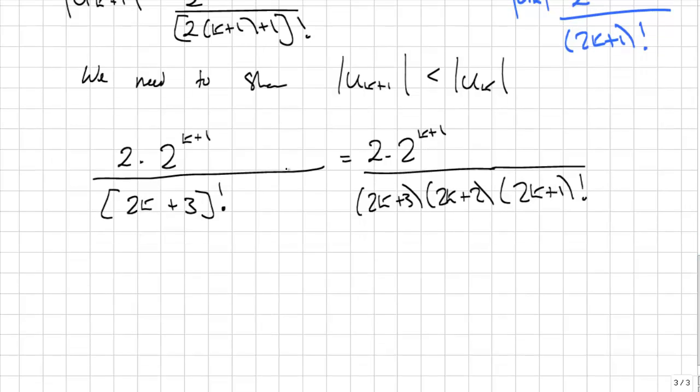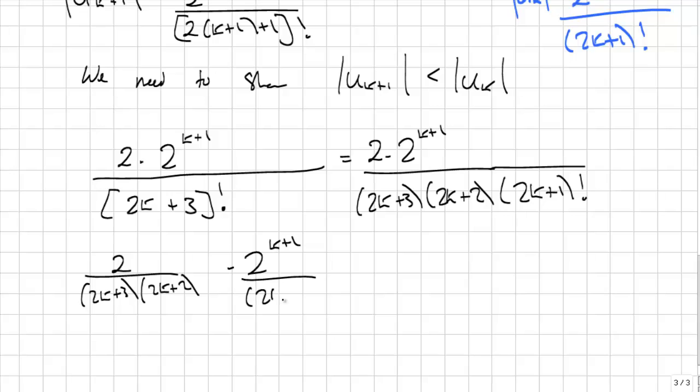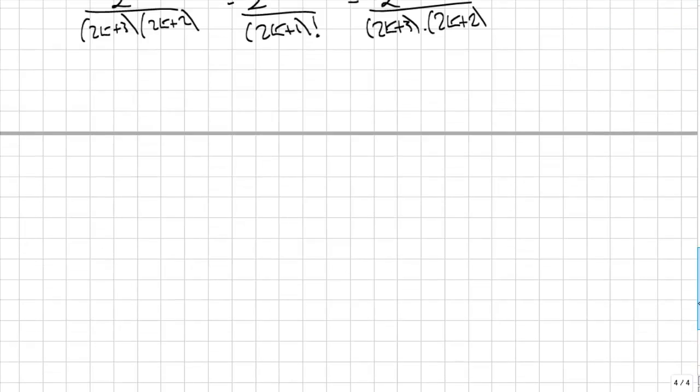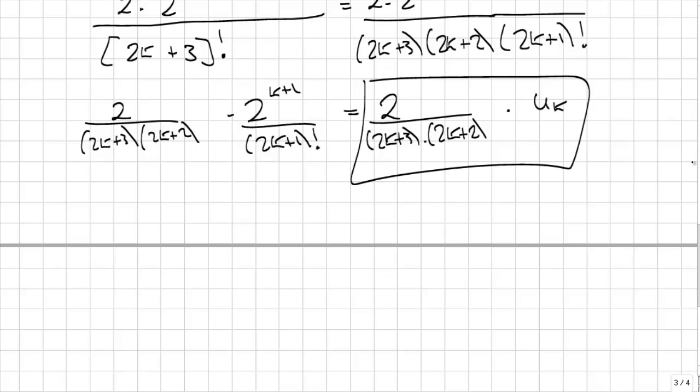So now what I'm going to do is say that this is the same as 2 over 2k plus 3, 2k plus 2 times by 2 to the k plus 1 over 2k plus 1 factorial, which of course is uk. So I've now got that that's equal to 2 over 2k plus 3, 2k plus 2 times by uk. Now the question is this smaller than uk? And the answer I think is fairly obvious.